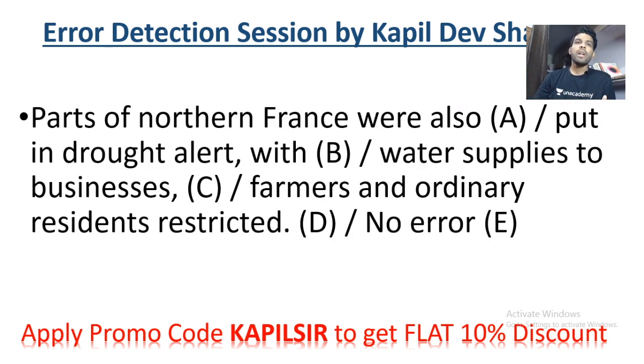Next, the parts of northern France were also put in drought alert with water supplies to businesses, farmers, and ordinary residents, which were restricted.